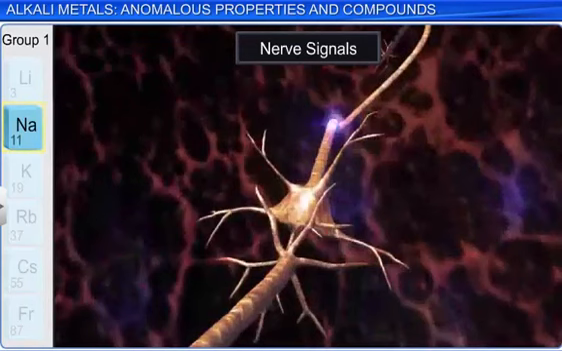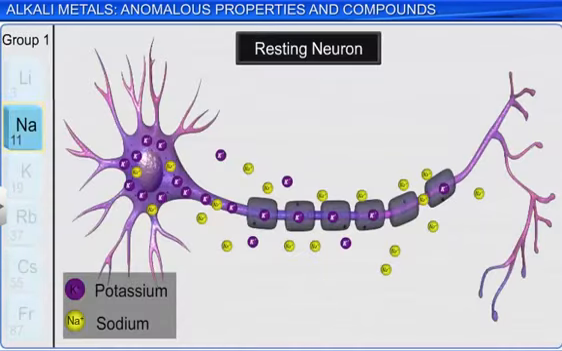In a resting neuron, the concentration of potassium ions is about 30 times higher inside the cell than outside. The concentration of sodium ions outside the cell is about 10 times higher than inside the cell.